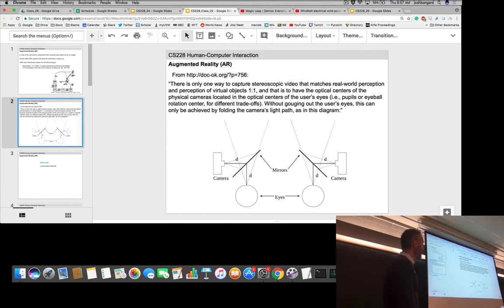Without gouging out the user's eyes, this can only be achieved by folding the camera's light path as in this diagram. So we're not going to gouge anyone's eyes out. That's probably not going to be a very acceptable technology. So in this case, we have, again, two cameras, because if you remember from last time, your eyes are actually registering slightly different images of the physical world. You would like the two cameras to capture exactly the same view that your eyes are capturing. That's the challenge here, right?